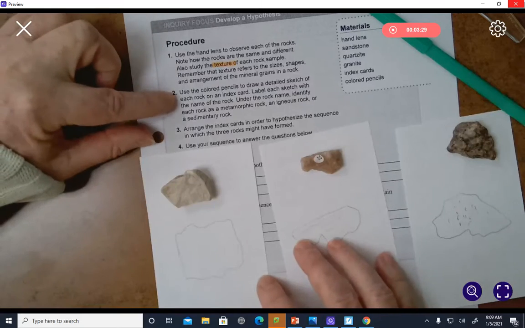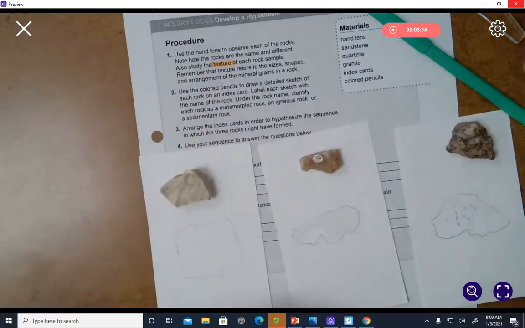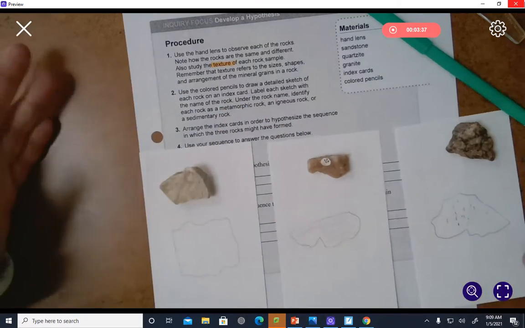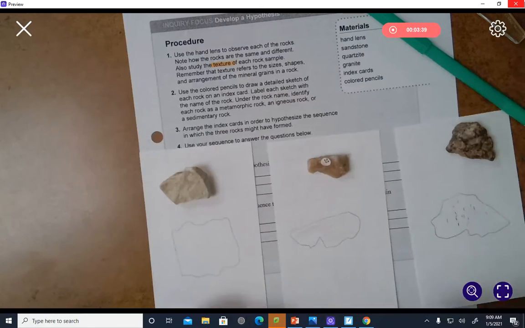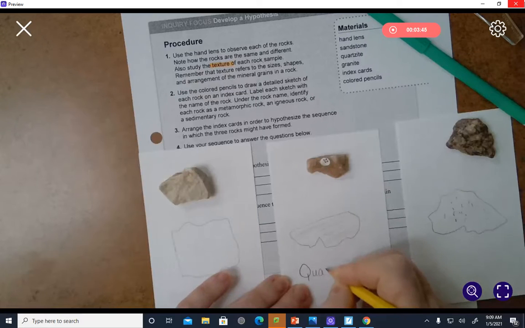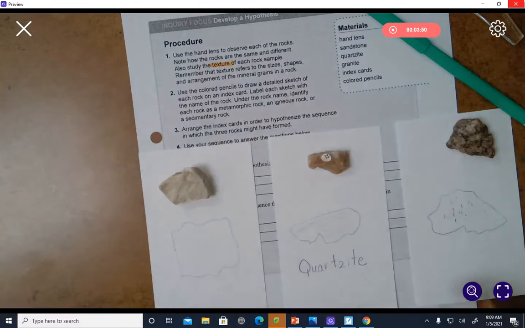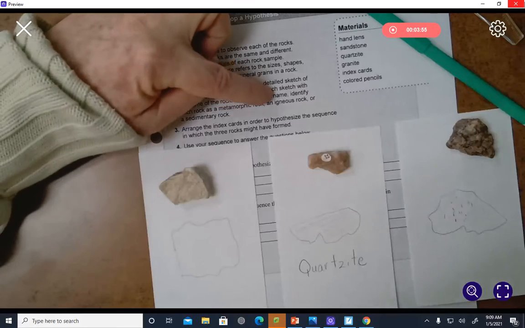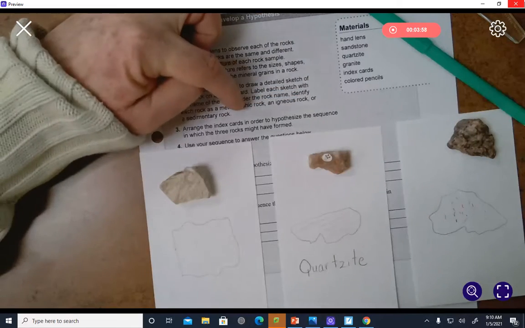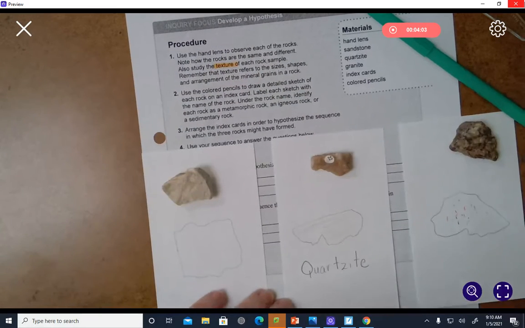It says, label each sketch with the name of the rock. So I am going to name one of them. One of them should be obvious, or actually 2 should be obvious. So the first, I'm going to name this quartzite. Once again, if you don't have the samples, just redraw them from pictures online. Under the rock name, identify each rock as metamorphic, igneous, or sedimentary. You have one of each, so I'm going to tell you that quartzite is the metamorphic rock.